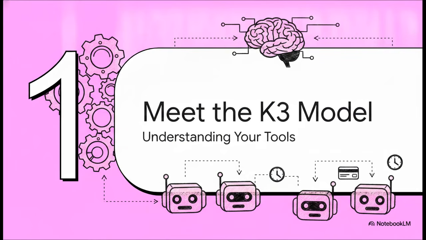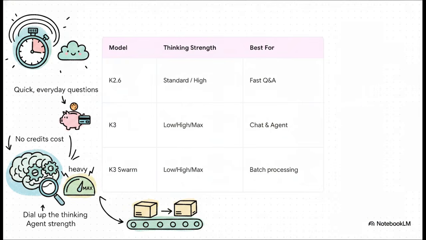All right, starting with Section 1, Meet the K3 model. Let's understand your tools. So, you basically have 3 main models to choose from right inside the interface. For your everyday, quick questions, go with K2.6. It gives really fast responses, and the best part is, it doesn't cost you any credits. But when you need some serious heavy lifting, that's when you'll want to switch over to K3 or K3 Swarm. These are purpose-built for complex agent tasks and big batch processing. You can actually dial the thinking strength on those all the way up to max.